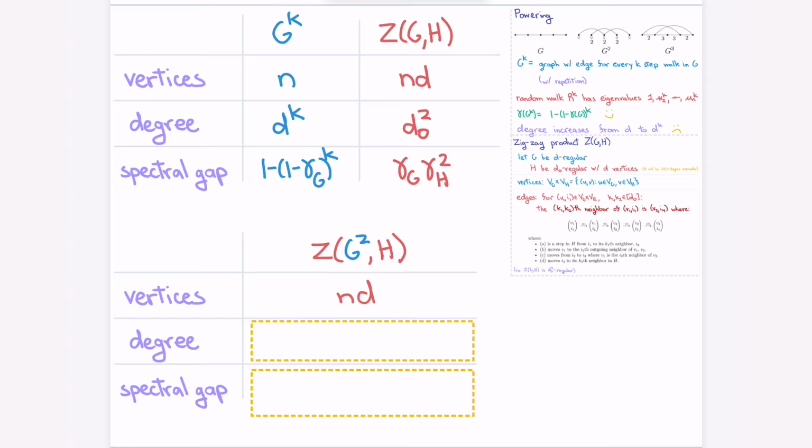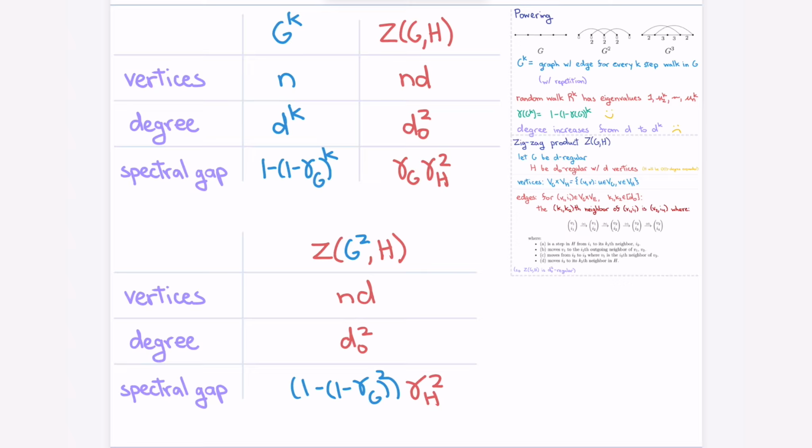Okay, well, this is your strong suit. What about the degree? All right, d0 squared. And then what does the spectral gap look like? Same thing, you have two choices. It's going to be kind of multiplied together, something like this. So the vertices go up a little bit by a constant. The degree gets reset to something nice.